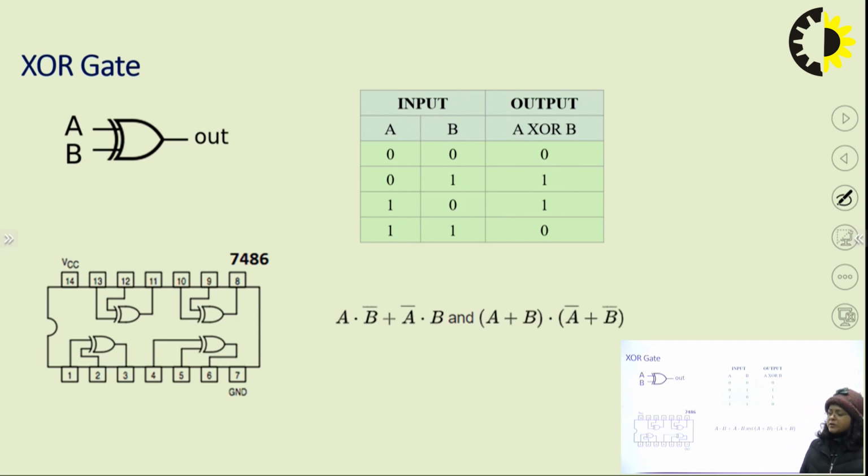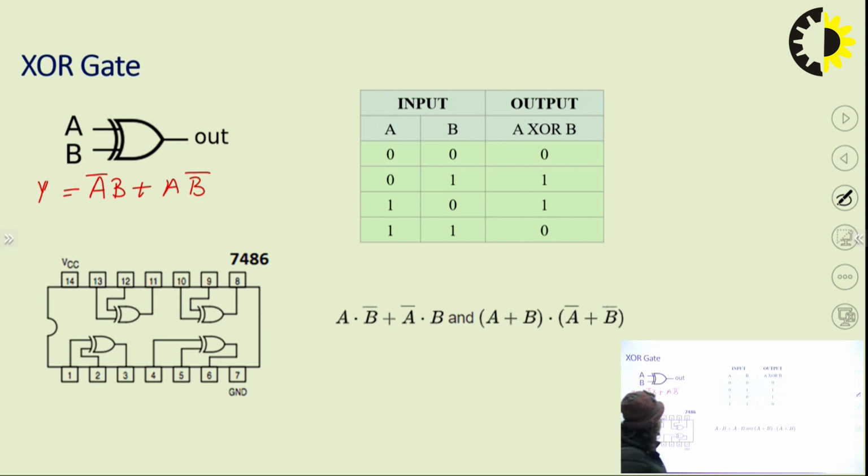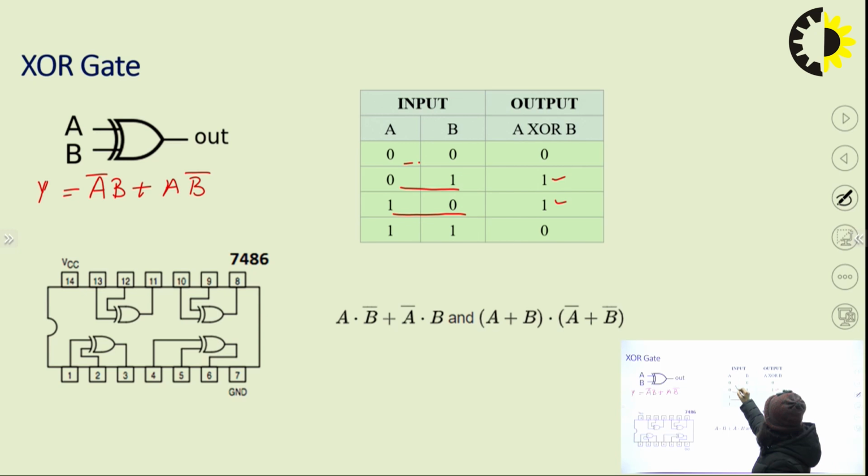Next are exclusive gates. One is XOR gate. The function of XOR gate is A bar B plus AB bar. It is also called exclusive OR gate. If only one input is different from the other, then the output is 1, else if both the inputs are same, output is 0. So for different inputs, output is 1, and for same inputs, output is 0.